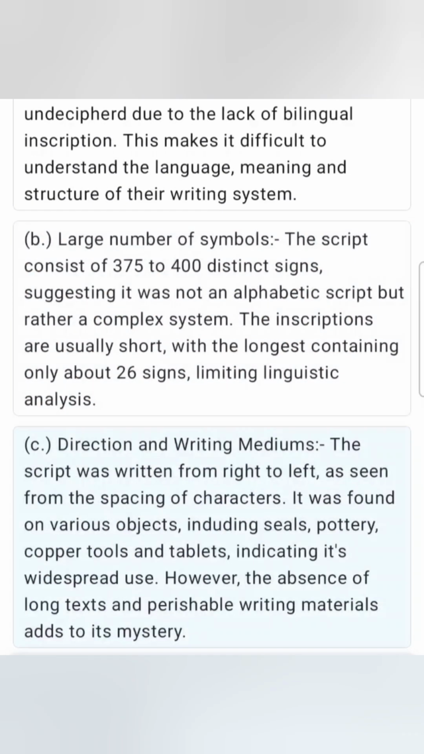C. Direction and writing mediums. The script was written from right to left, as seen from the spacing of characters. It was found on various objects, including seals, pottery, copper tools and tablets, indicating its widespread use. However, the absence of long texts and perishable writing materials adds to its mystery.